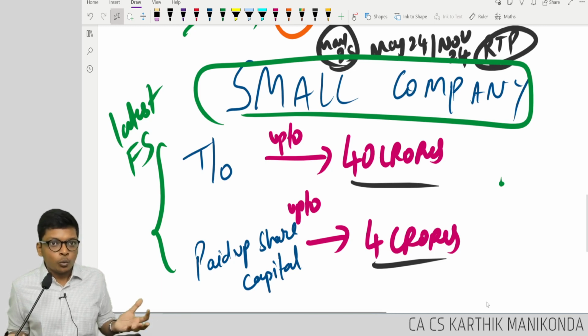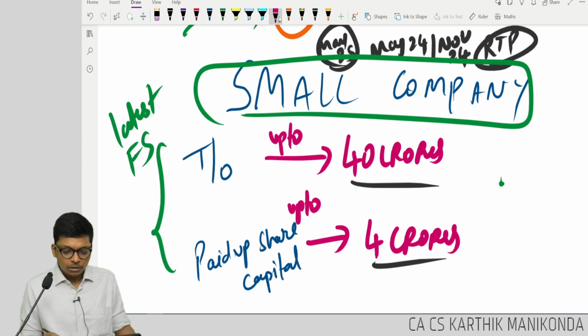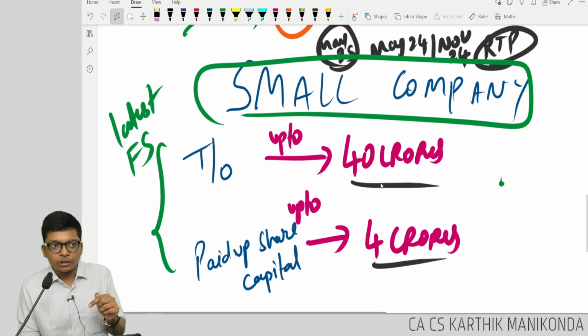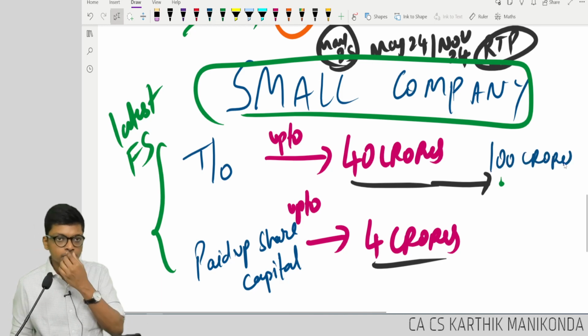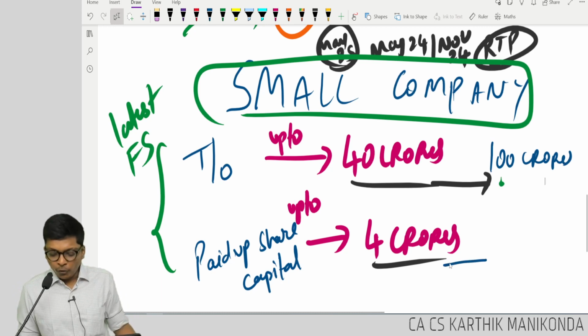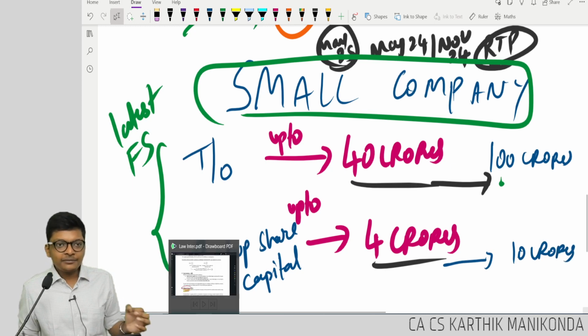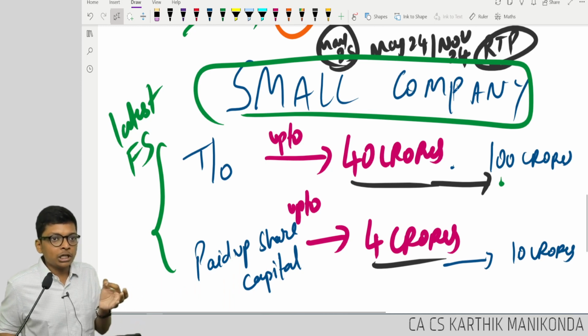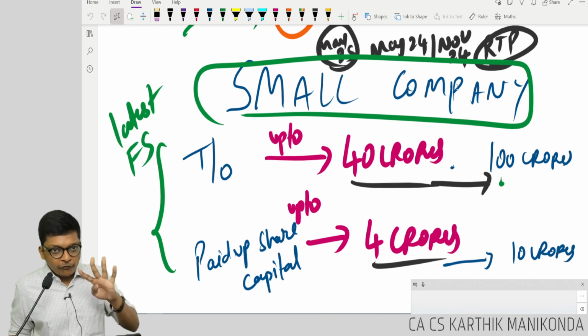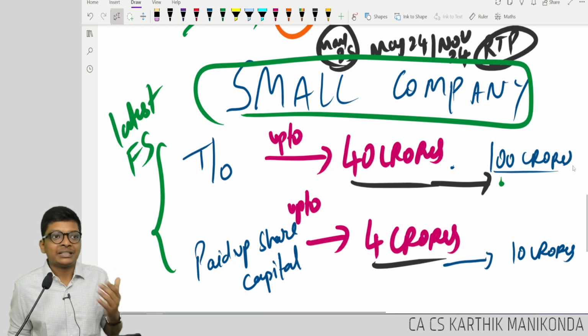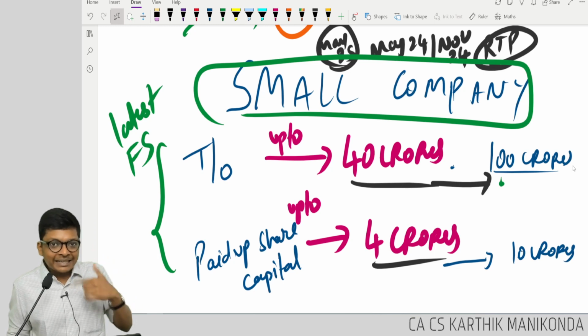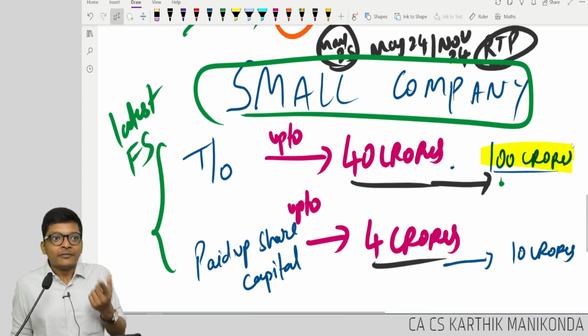So, the law itself was so beautifully drafted, saying this turnover, today's limit is how much? 40 crores. But they are saying it can go up to 100 crores. Law itself says that. And this 4 crores can go up to 10 crores. So if I show you the wordings, small company is a company whose turnover of the latest financial year is not more than 40 crores, but can extend to such higher amount, not exceeding 100 crores. That means next month if government wants to amend, they can amend this up to 100 crores without amending law.